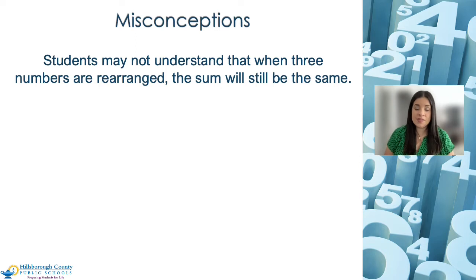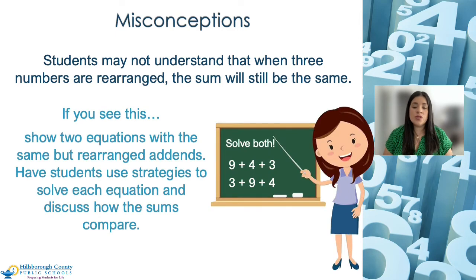Students are likely going to have some misconceptions. One misconception you might see is that when they are adding 3 different numbers or more, they might not realize that when the numbers are rearranged, they will have the same sum. If you see this, have students solve the equation both ways, where the numbers are in one order and then the numbers are in another order. Discuss what the sum was. Have them recognize that the sum can stay the same even when the numbers are rearranged.